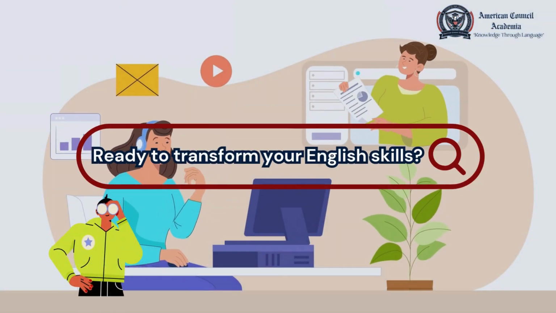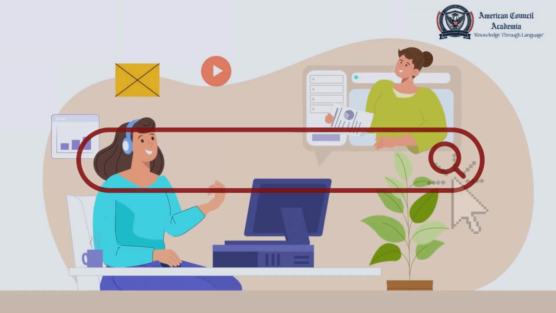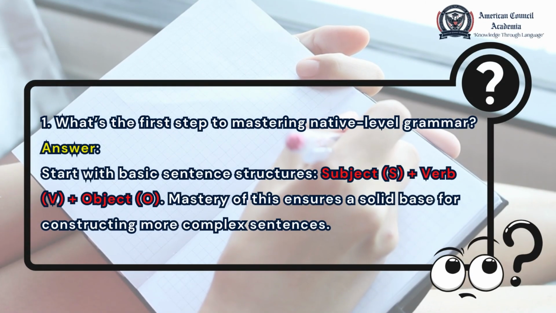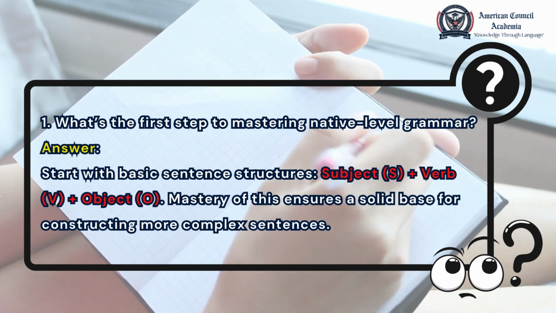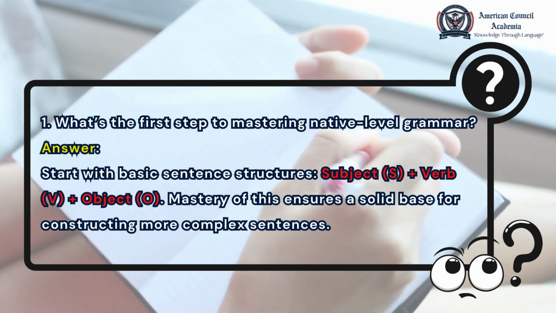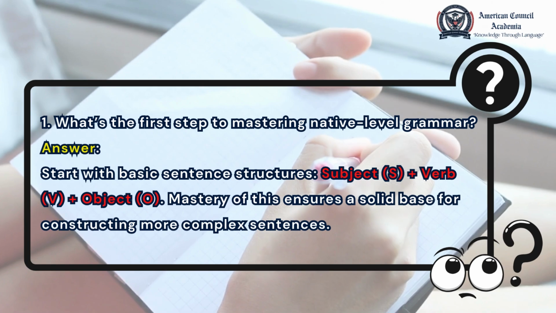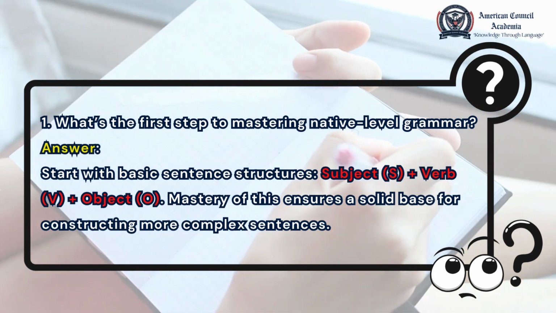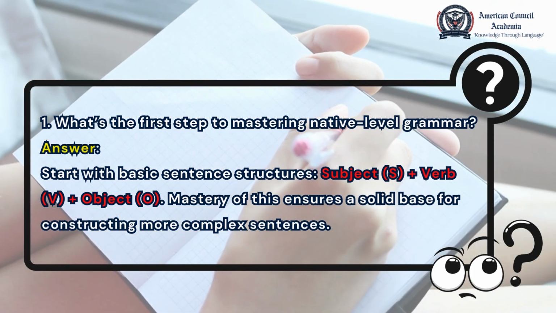Ready to transform your English skills? Let's dive right in. What's the first step to mastering native level grammar? Answer: start with basic sentence structures, subject (S) plus verb (V) plus object (O). Mastery of this ensures a solid base for constructing more complex sentences.